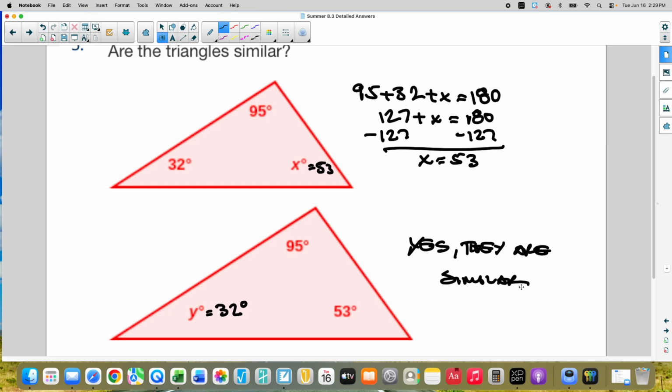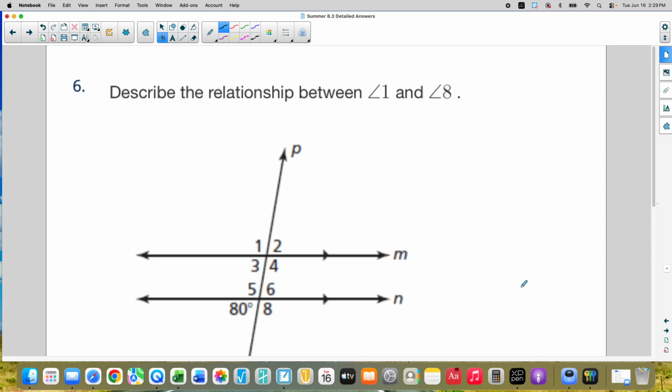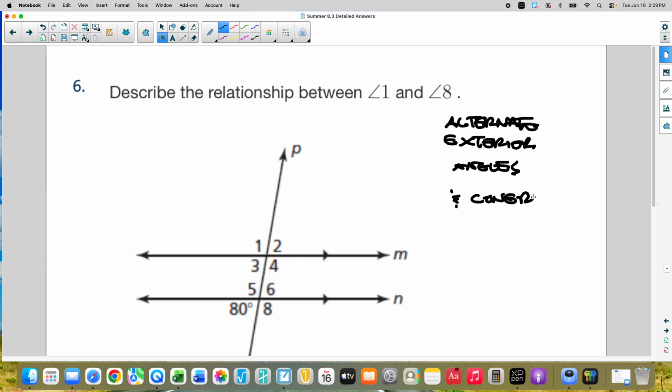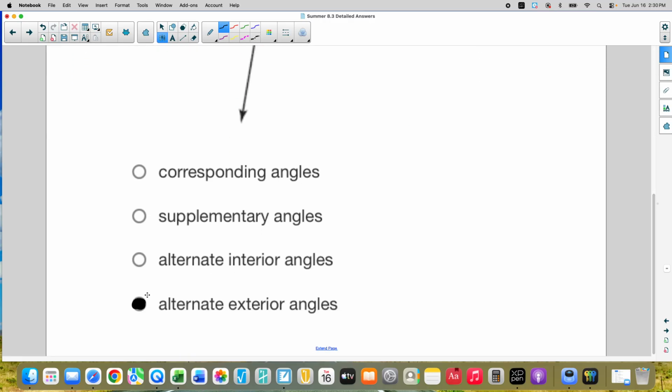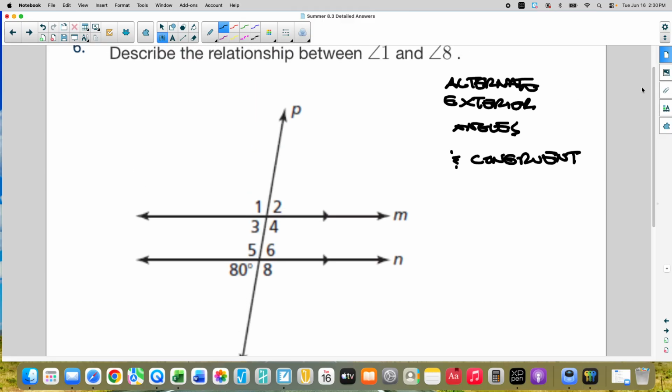Okay, that's a nice, good one there. Describe the relationship between angle 1 and 8. 1 and 8 are exterior, alternate exterior angles. And they're congruent. Let's see, we've got choices, sorry. We got choices, alternate exterior. Yep, right there. All right, that's nice.